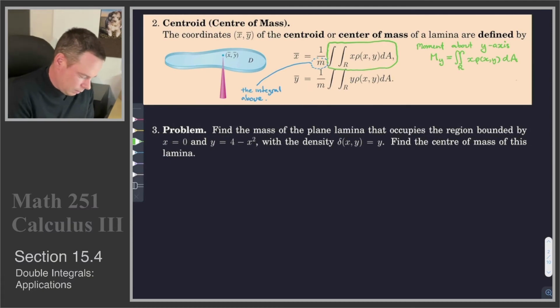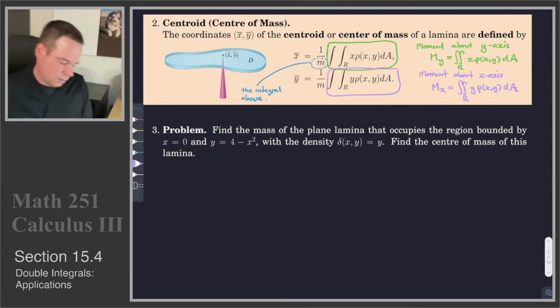So the second integral, we also have, again, 1 over mass times an integral there. What that is giving us is the y center of mass, but the integral I've circled in purple is the moment about the x-axis, and that's denoted by M sub x equals the integral of y rho of x y dA. So that's the moment about the x-axis. And the y center of mass for the object is given by 1 over m times this moment about the x-axis.